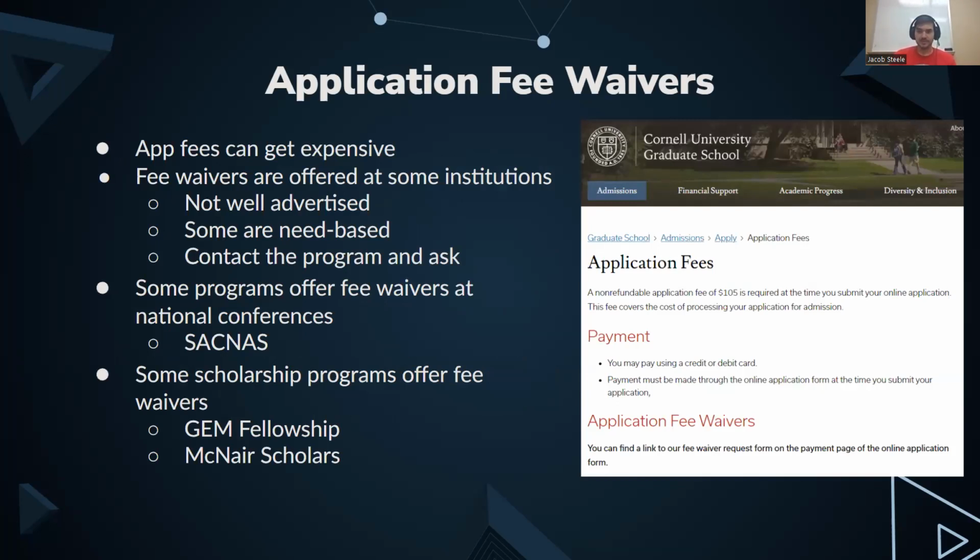Application fee waivers do exist, because application fees can get very expensive. Harvard, for example, I know off the top of my head is $200 to apply. UH was, I think, 50 or 60. So they can get very pricey very fast. Fee waivers are offered at some institutions. They are not well advertised. Some are need-based, so you need to make sure you fit the criteria. And you typically have to contact the programs and ask to receive these application fee waivers.